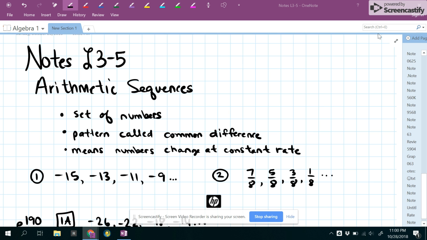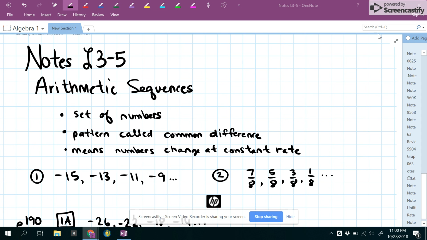These are the notes for lesson 3-5. We are on arithmetic sequences. So a sequence is a set of numbers. These numbers will have a pattern. For an arithmetic sequence, the pattern is called the common difference. This means that the numbers change at a constant rate.